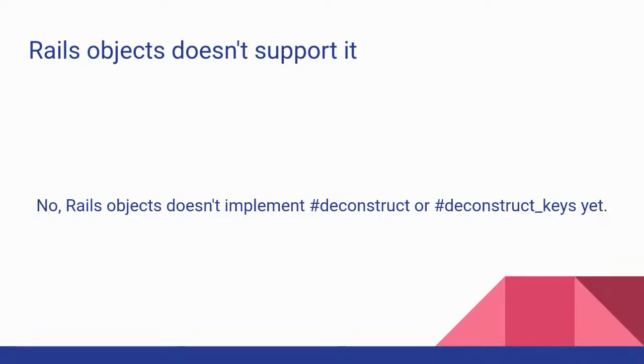But unfortunately, even though there's a pull request opened in the Rails GitHub to add support for this feature in Rails, the core team doesn't have a consensus yet. By the time I give this talk, Rails is in version 7.0.3, I think, and it doesn't support its internal objects being used along with pattern matching yet, because no Rails objects implement deconstruct or deconstruct keys yet.